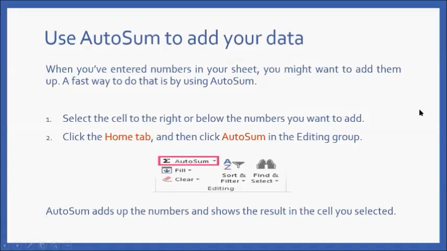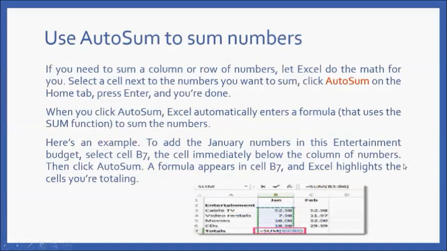Now let's proceed with using AutoSum to add your data. When you've entered numbers in your sheet, you might want to add them up. A fast way to do that is by using the AutoSum function. So select the cell to the right or below the numbers you want to add. Click the Home tab and then click AutoSum in the editing group. So this is the AutoSum icon. AutoSum adds up the numbers and shows the result in the cell that you have selected.